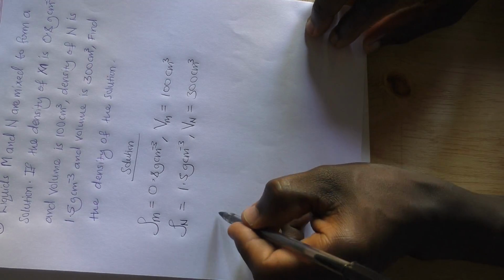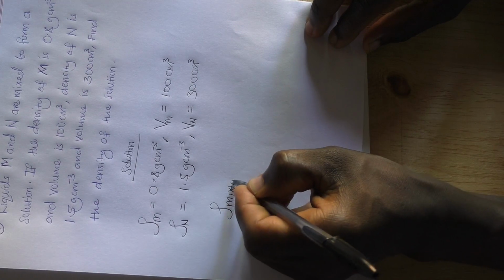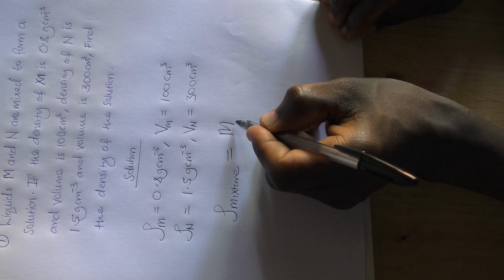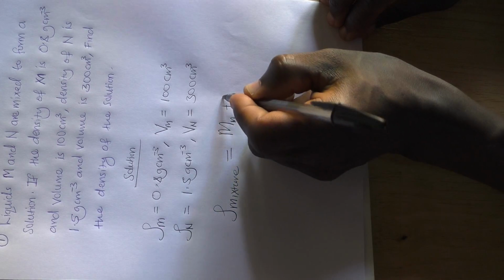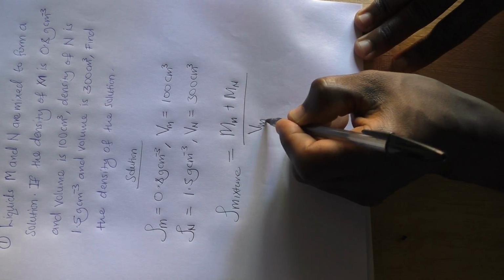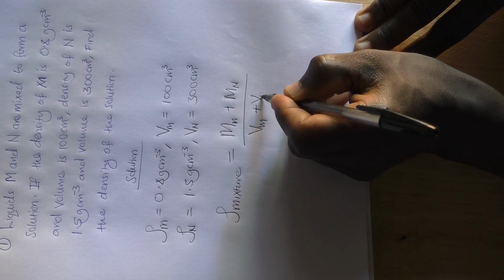So we have two liquids that are mixed to form a solution. In this question, we are not given the masses, but we are given the individual densities and the volumes of these two liquids. Therefore, we know that density of the mixture is given by mass of liquid M plus mass of liquid N over the volume of M plus the volume of N.